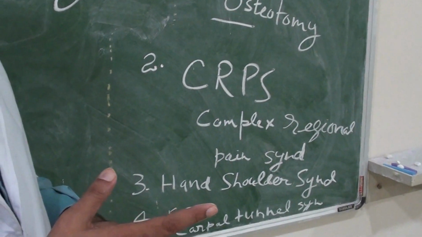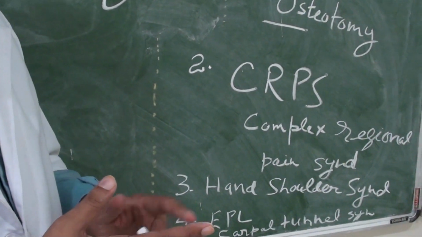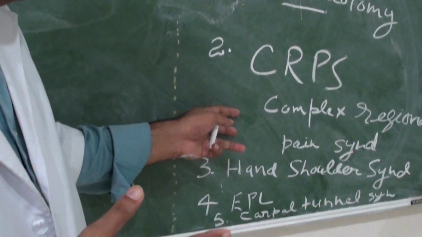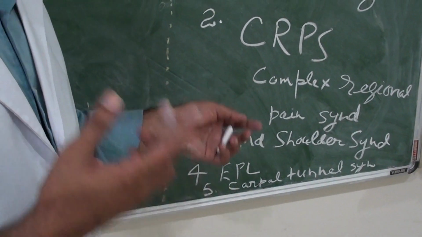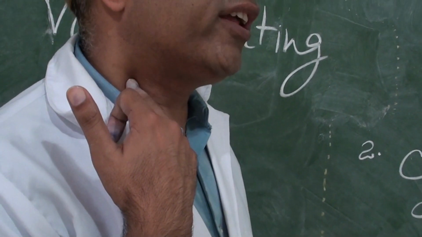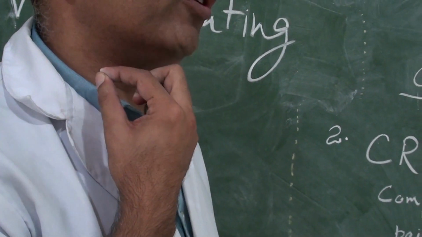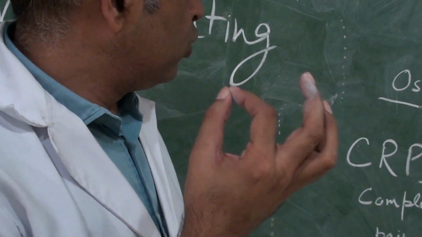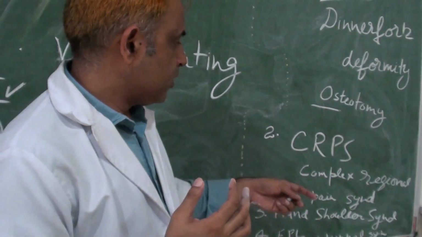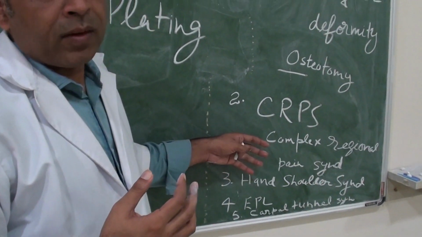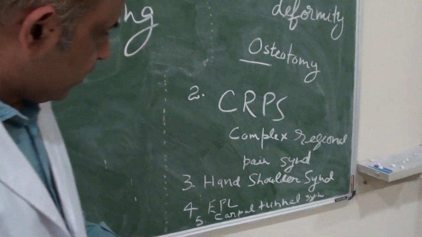But this is difficult to treat. Analgesics, physiotherapy, gabapentin, pregabalin, all have been tried. And if the patient doesn't respond and the pain is very severe, you have a ganglion here, the stellate ganglion, so you can block that ganglion. Anesthetists do it, they put lignocaine there, and that helps in pain relief.